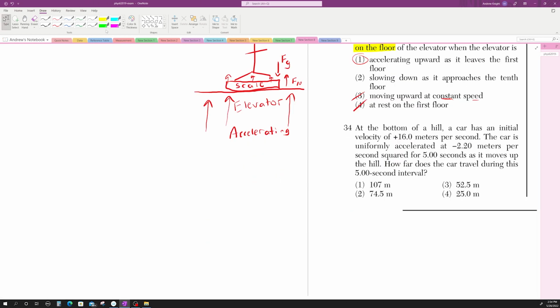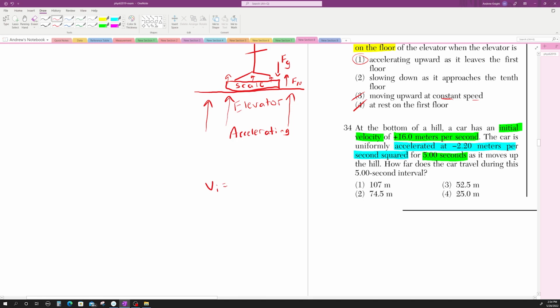Question number 34. At the bottom of a hill, the car has an initial velocity of 16 meters per second. So my initial velocity here is 16 meters per second. The car is uniformly accelerated at negative 2.2 meters per second squared. Well, if it's negative, it's working against us, so the car is slowing down. And this happens for a total of 5 seconds. We want to know how far does the car go?